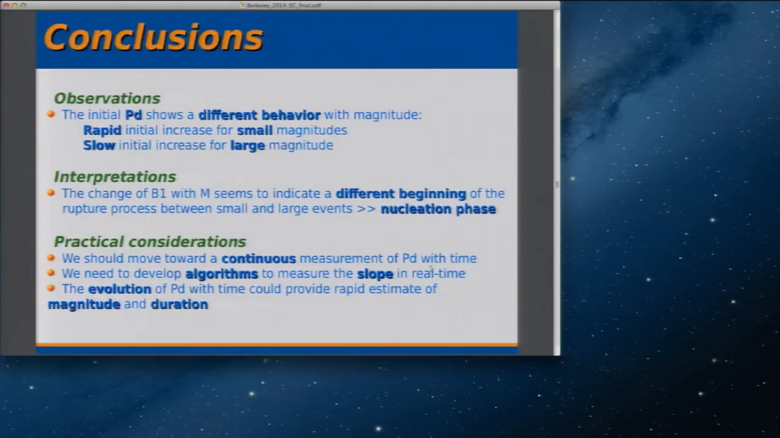So I'll go to the conclusion. So we have seen that PD shows a different behavior between small and large earthquakes. I didn't spend too much time on the interpretations because I wanted to focus on the practical applications, but the interpretation can be related to the nucleation phase. So as for the practical considerations, we should move toward a continuous measurement of PD. So rather than looking at fixed time windows, we should look at the way PD changes with time. And if we are able to measure the slope in real time, we could distinguish a small event from a large event, and we could also rapidly estimate the size of the rupture.